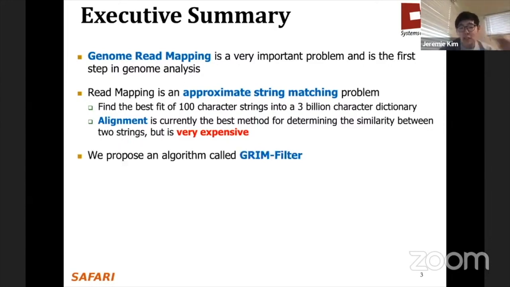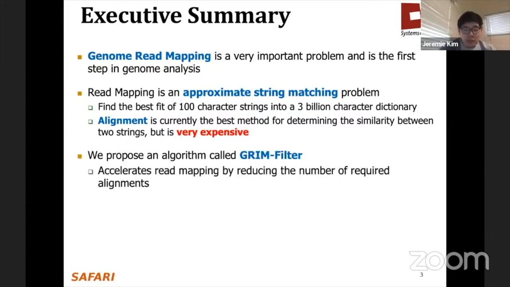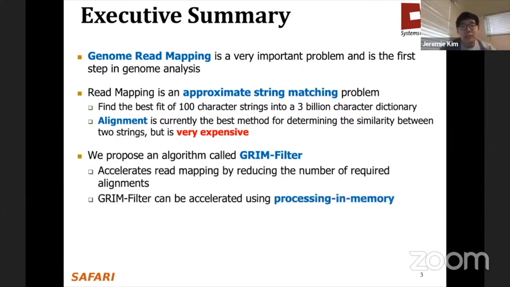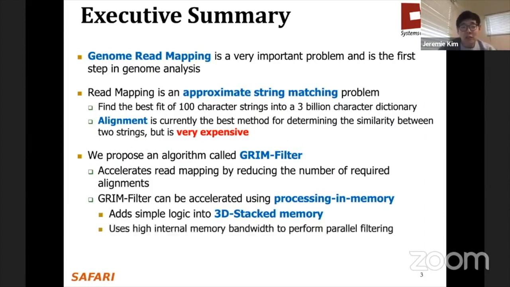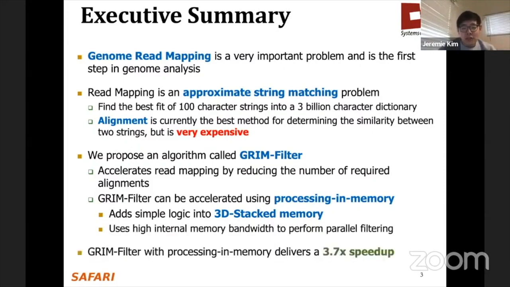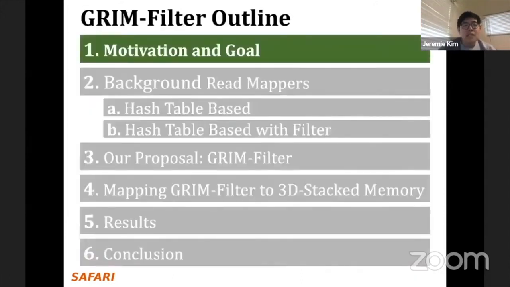And so we propose an algorithm called GRIMFilter, which accelerates the read mapping process by reducing the number of required alignments. And we designed GRIMFilter such that it's able to be easily accelerated using processing in memory, which is a technology that basically adds simple logic into a 3D stack memory. And it has high internal memory bandwidth and enables performing parallel filtering. So with processing in memory, GRIMFilter is able to deliver up to a 3.7x speedup. I'll first begin with the motivation and goal. And this is basically the outline of the talk that I'll be giving.